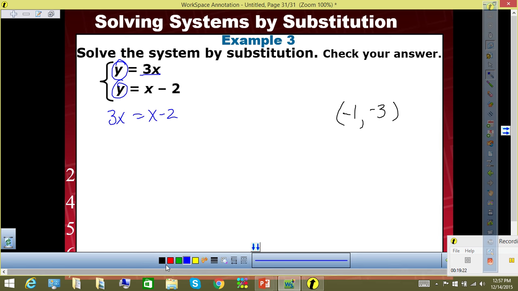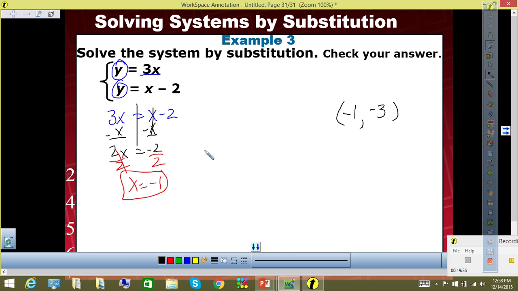And I'm going to solve for the variable. Minus x, minus x. 2x equals -2. From there, divide by 2. x equals -1. I'm going to use the first equation to substitute. y equals 3x. Instead of x, it's -1. So this is y equals -3. That's how we get this, and then you check.